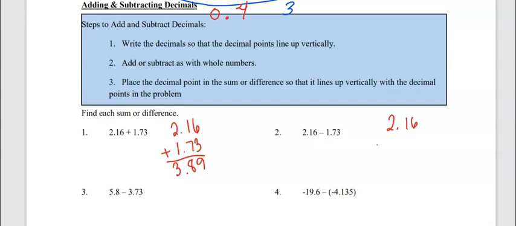2 and 16 hundredths, subtracting 1 and 73 hundredths. Lining up place value, lining up decimals when you're adding and subtracting decimals. 6 minus 3 is 3. We cannot take 7 from 1, so we borrow 1, giving me 10 more, making that 11 tenths minus 7 tenths, which is 4 tenths, and then 1 minus 1 is nothing, giving me an answer of 43 hundredths.